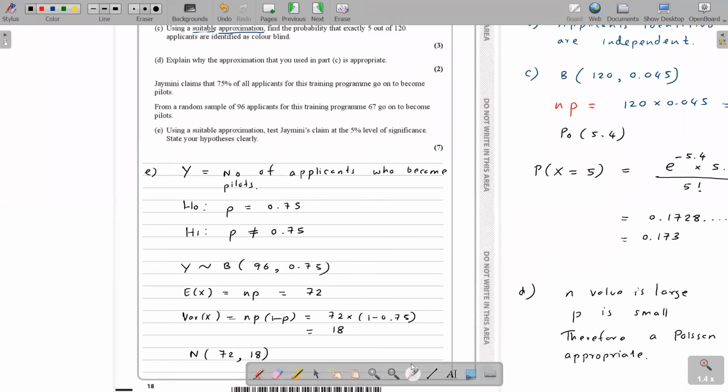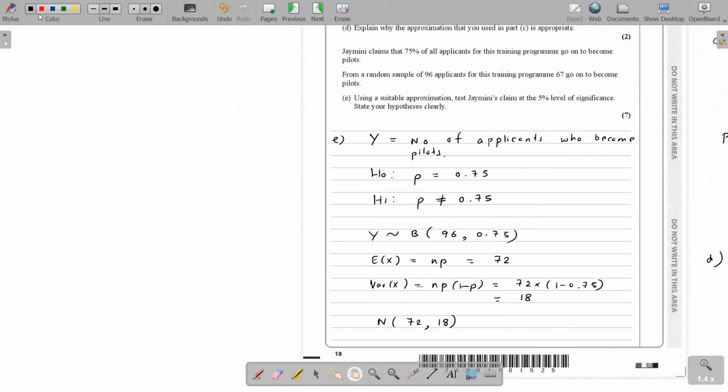Using a suitable approximation, test his claim at the 5% level of significance. So it's a two-tailed test. When you take this two-tailed test, we need to check whether the X value we have, from the 96 applicants, 67, goes into any of the critical regions, by using the hypothesis test. You have to check whether 67 is going to the front critical region or the back critical region.